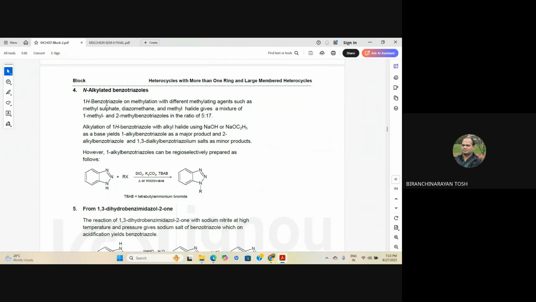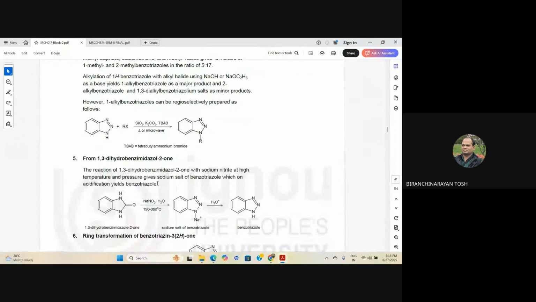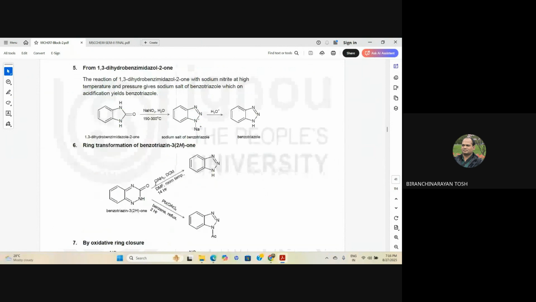Then N-alkylated benzotriazoles: 1H-benzotriazole on methylation with different methylating agents such as methyl sulfate, diazomethane, and methyl halide gives a mixture of 1-methyl and 2-methyl benzotriazole in the ratio 5:17. Then from 1,3-dihydrobenzimidazol-2-one, treated with sodium nitrite gives the sodium salt of benzotriazole, which upon acid hydrolysis produces benzotriazole.